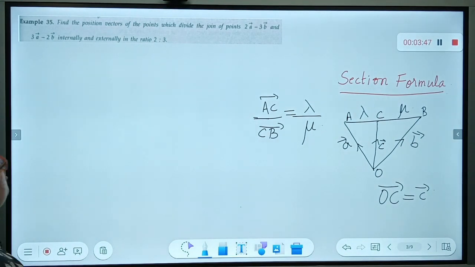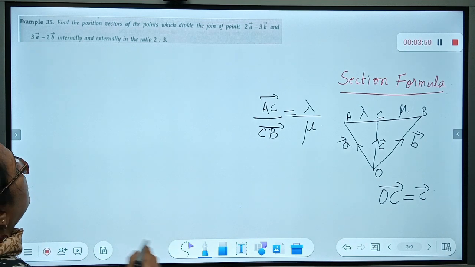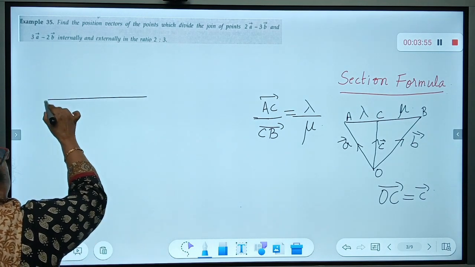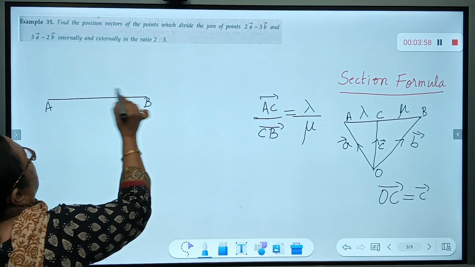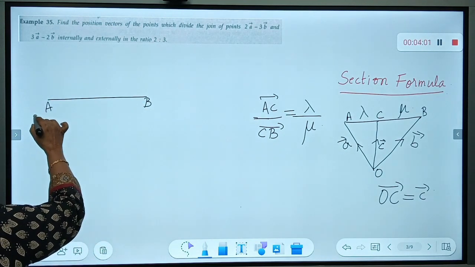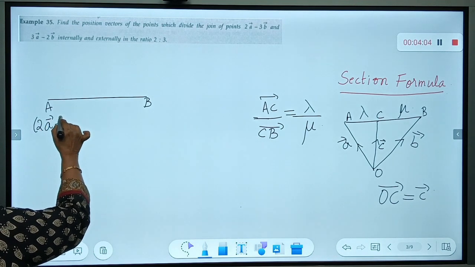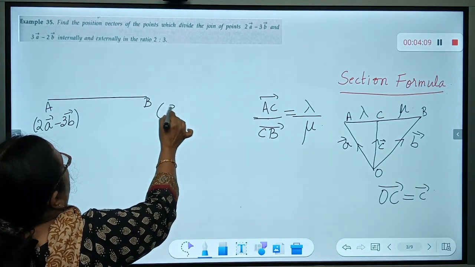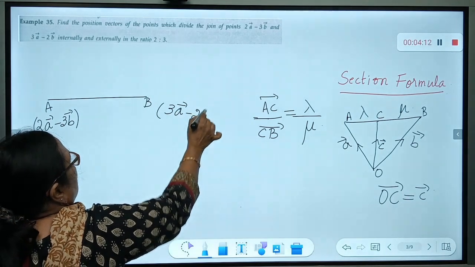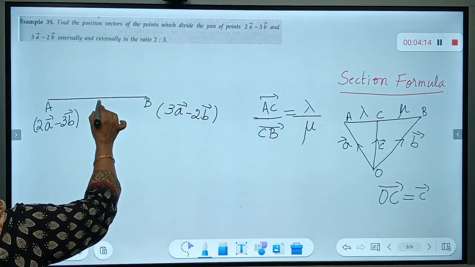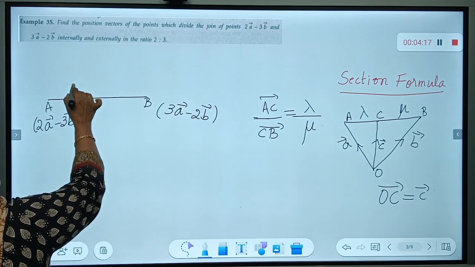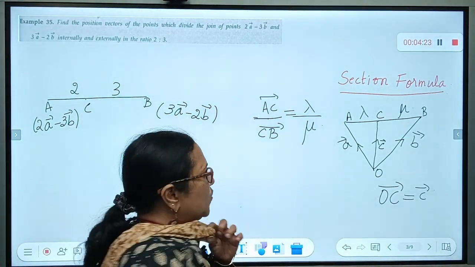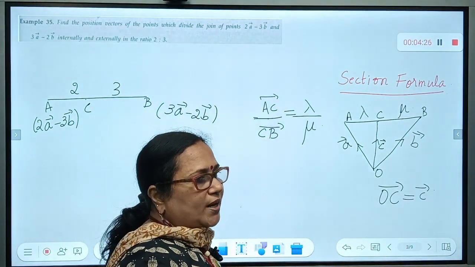Now, you have to find the position vector of a point which divides the join of the points. That is, you have 2 points A and B. Their position vectors are given: A has position vector 2A vector minus 3B vector, and B has position vector 3A vector minus 2B vector. And you have a point C which divides it in the ratio 2:3. You have already learned the section formula, but let us quickly recall how we get the section formula.